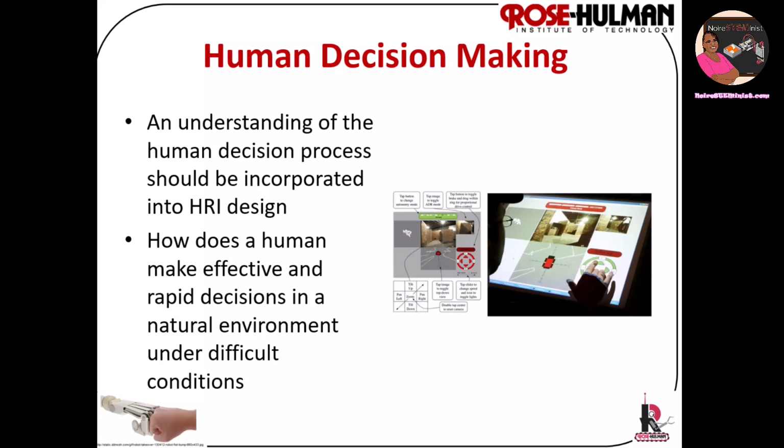How does a human make effective and rapid decisions in a natural environment under difficult conditions? A lot of times we will design a system and set up an artificial environment first. So you want to compare how the human makes movements or commands on the robot to complete some mission and task in an artificial versus a natural environment as well.